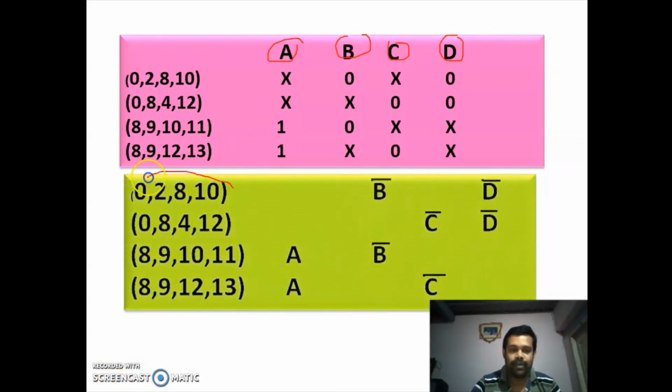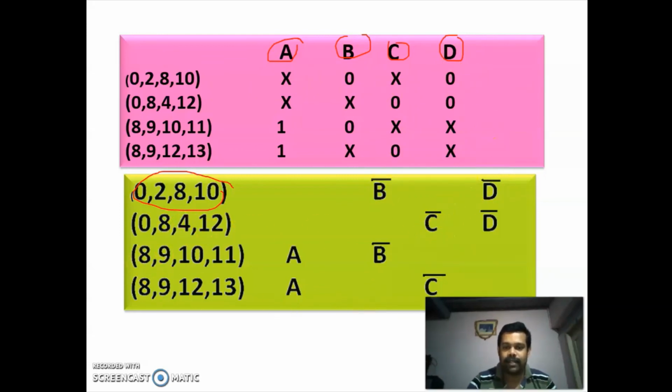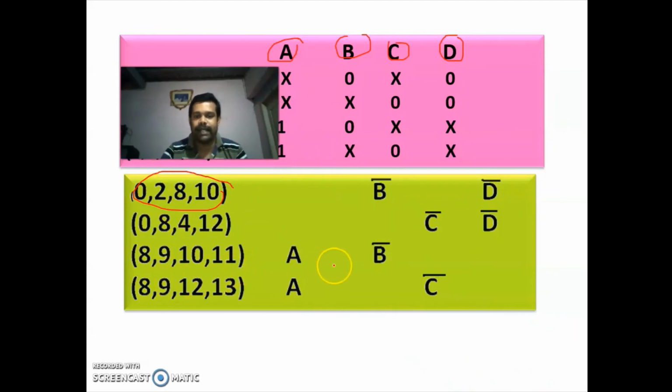So for 0, 8, 10, a is x, no need to consider. B is 0, so b bar. C is x, no need to consider. D is 0, so d bar. Similarly for 0, 8, 4, 12, for 8, 9, 10, 11, and 8, 9, 12, 13.